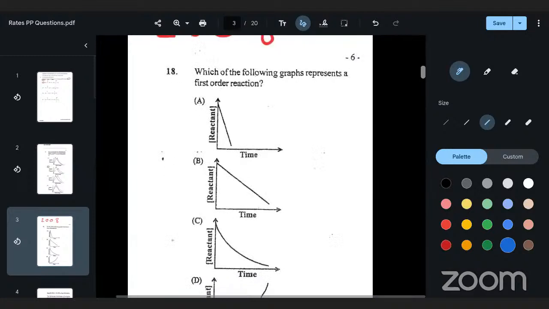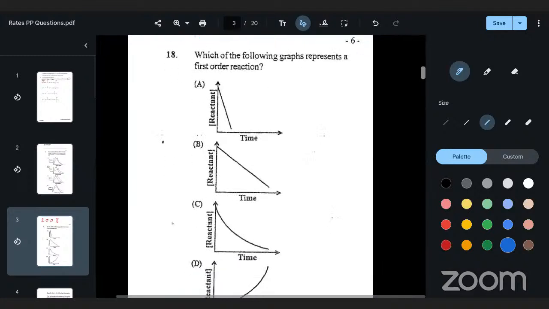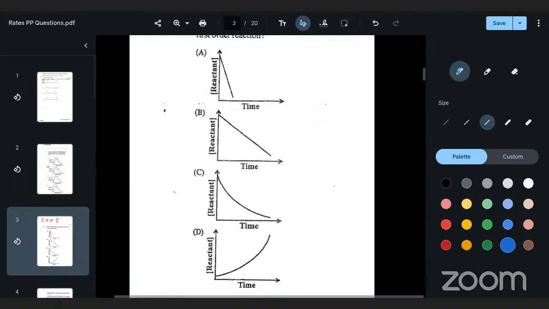Do you remember how the graph should look for first order when it is concentration versus time? Sir, is it D? C. But that's okay because I just showed you a while ago. All right. But it will be C.